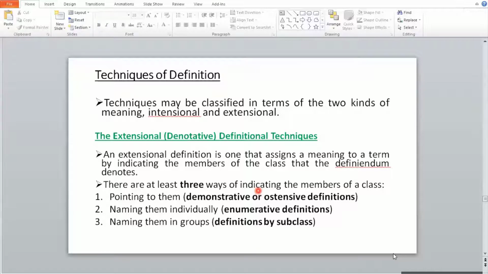Let us look at this in detail. When we say pointing at them, for example, if we want to define a car or an automobile, or a chair or a pen, in the case of this ostensive definition or pointing at the members, I must show the members of that class to the audience.